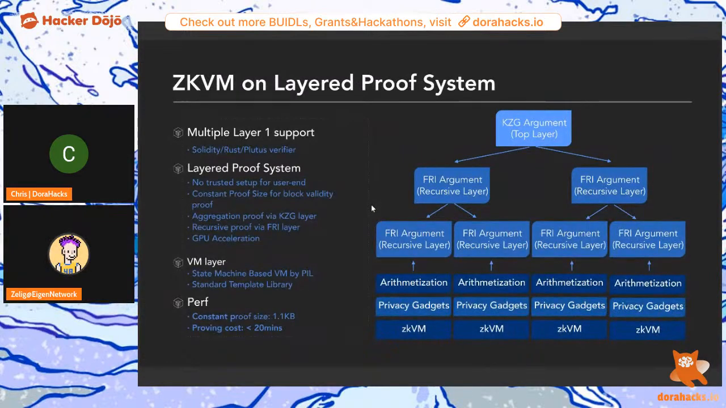Next is our layered proof system. We support multiple layer 1s with Solidity and Rust verifiers. Our layered proof system has no trusted setup for the user end and a consistent proof size.